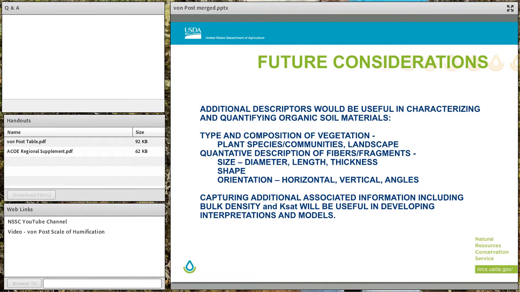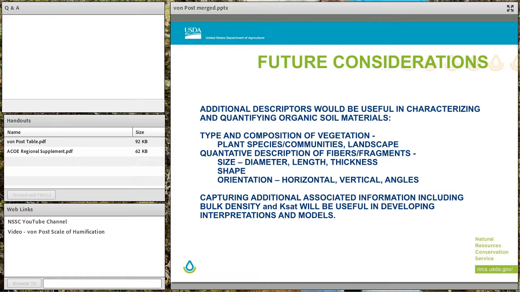So some other of the von Post, I think we've talked about it. It's a good method to add to our arsenal of things to characterize organic soils. But we probably should stop there.